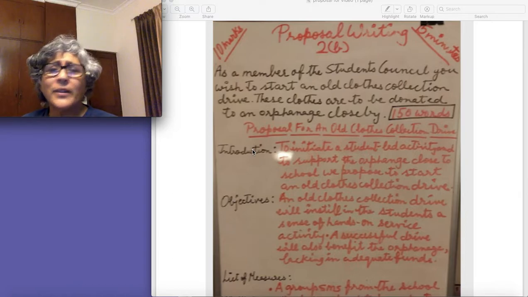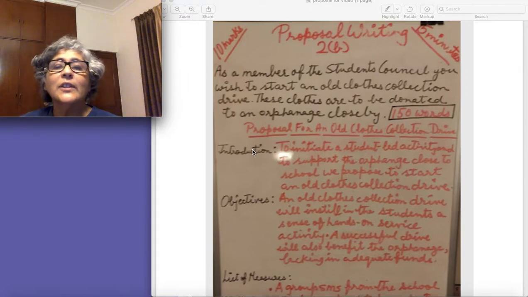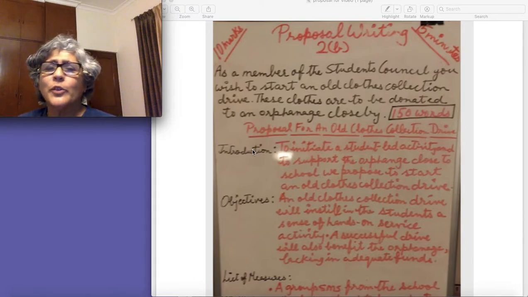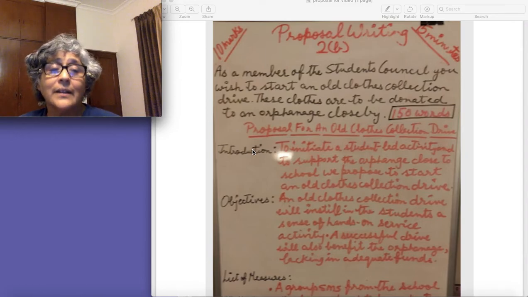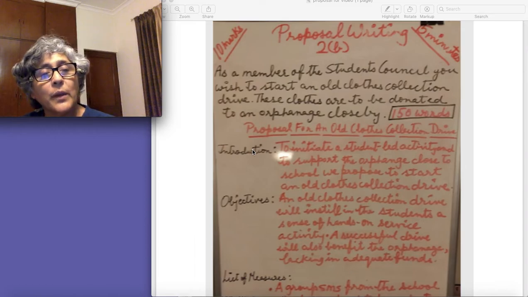So I've taken a question from one of the ISC papers, ISC main paper or sample paper, one of them, right? As a member of the Students' Council, you wish to start an old clothes collection drive. These clothes are to be donated to an orphanage close by. So write a proposal to the principal of your school on how best you can make this a success, so that he or she grants it. So it should be roughly 150 words.